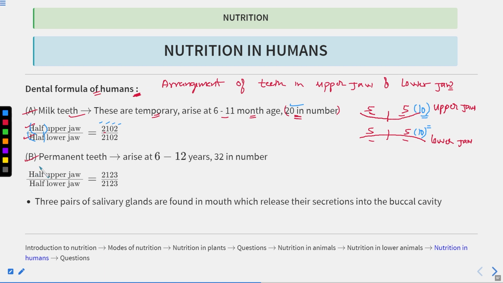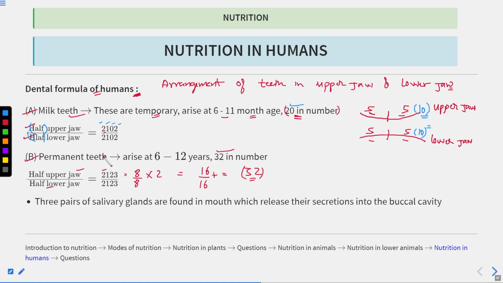Okay. Similarly, if we talk about the permanent teeth, so here the half upper jaw consists of 2, 1, 2, 3. Okay. So if we calculate 2 plus 1 plus 2 plus 3, that is 8. So here we have 8 in the half upper jaw and then we have 8 in the half lower jaw. So we have to multiply this with 2. So we have 16 teeth in the upper jaw and 16 teeth in the lower jaw. And if we add these two, then how many do we have? 32 teeth. So the adult human being consists of 32 teeth.